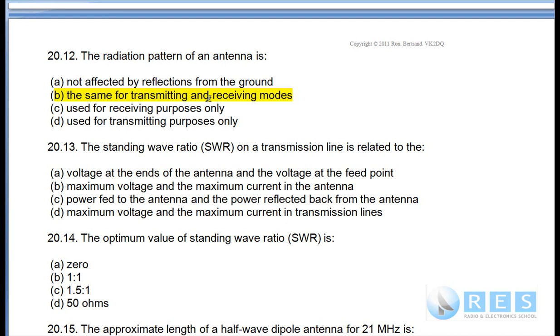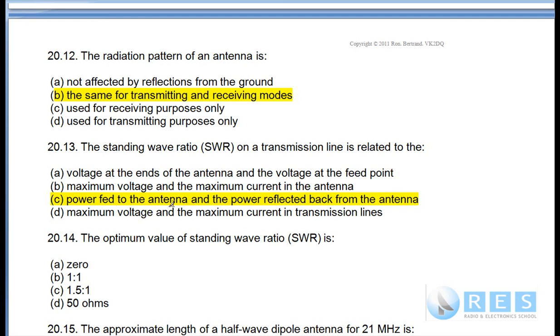20.313, the standing wave ratio, SWR, on a transmission line is related to the power fed to the antenna to the power reflected back from the antenna. It's not a simple ratio. I'm not going to give you the equation because you don't need to know it, but it's not simply if there's 100 watts going to the antenna and 50 watts reflected, that's not 2 to 1 SWR. It's a little bit more complicated than that, but we just don't need to know it right now.